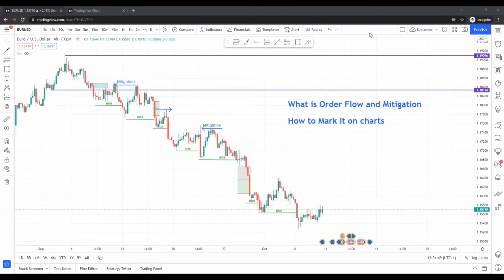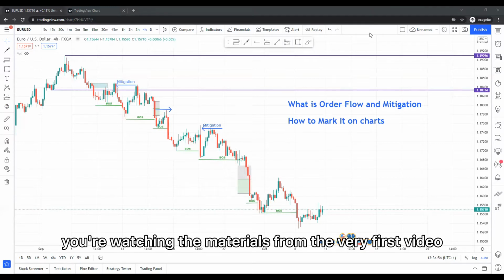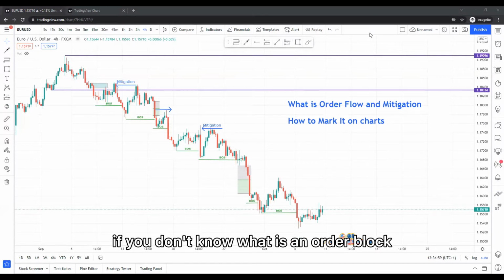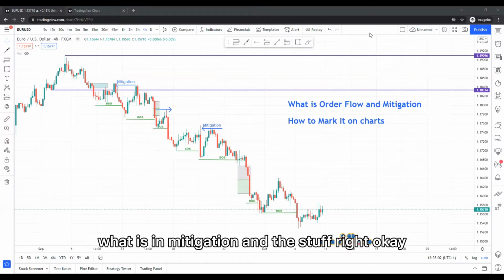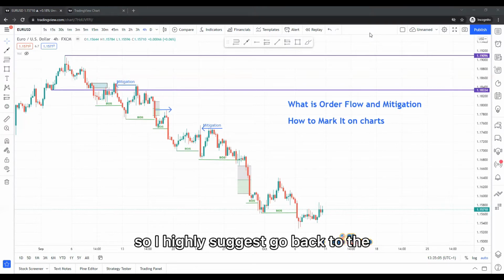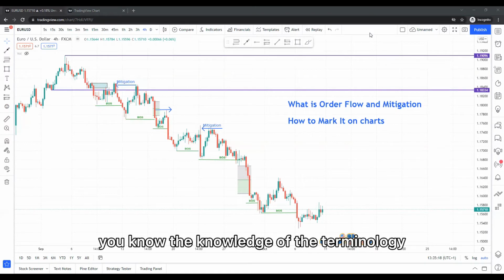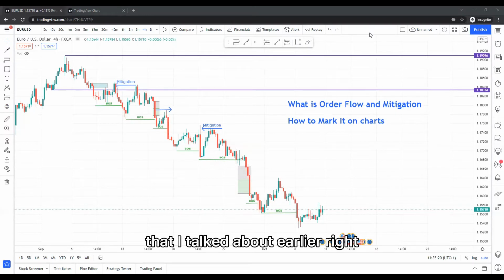I hope you're watching the materials from the very first video. This will not make sense if you don't know what an order block is, what a mitigation is, and the rest. So I highly suggest going back to my playlist of the order block strategy. In the right corner, click here, start from the beginning and then come back here. It will make more sense when you have the knowledge of the terminology I talked about earlier. So without further ado, let's start.